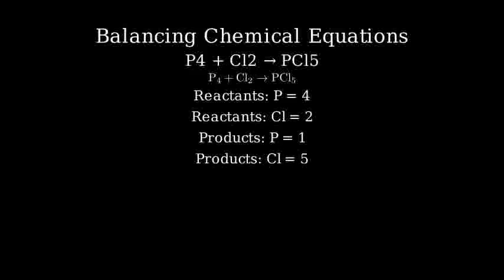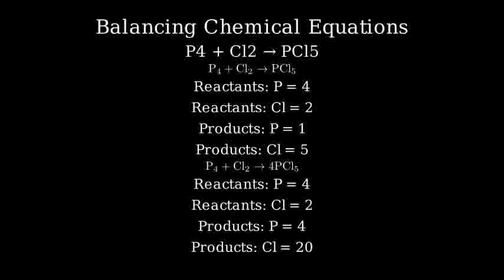Currently, there are 4 phosphorus atoms on the reactant side, and only 1 on the product side. We can balance phosphorus by placing a coefficient of 4 in front of PCl5 on the product side.